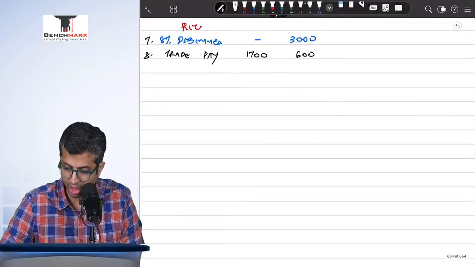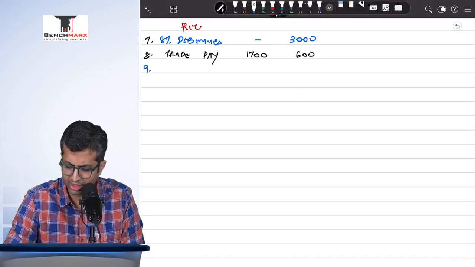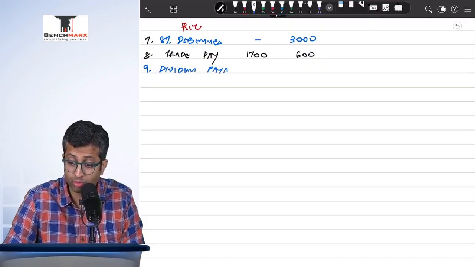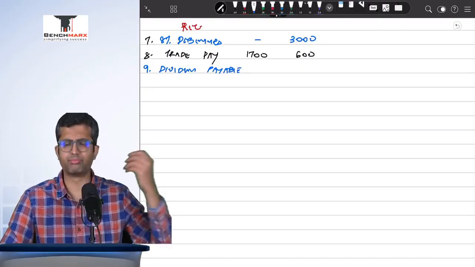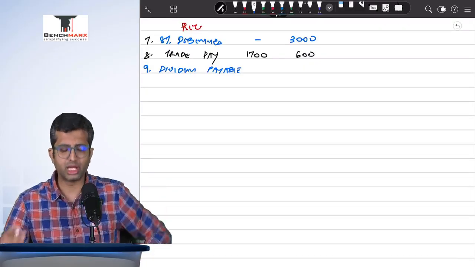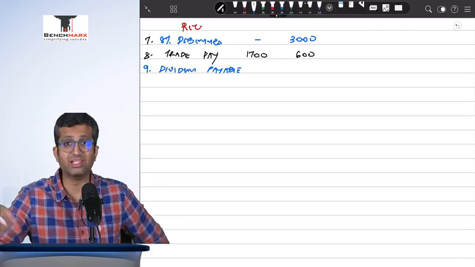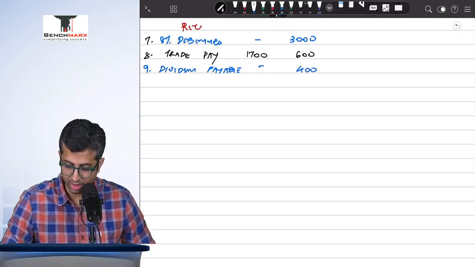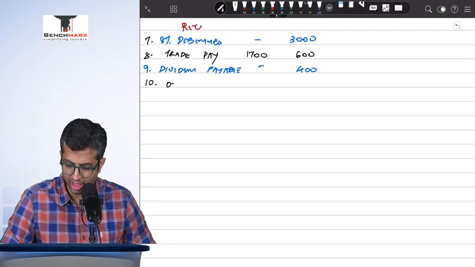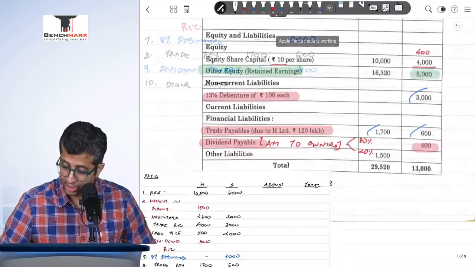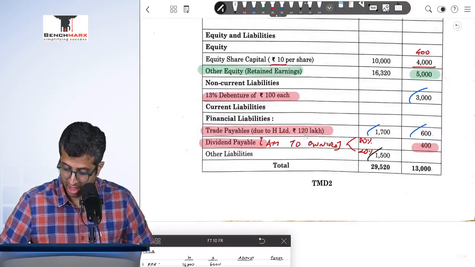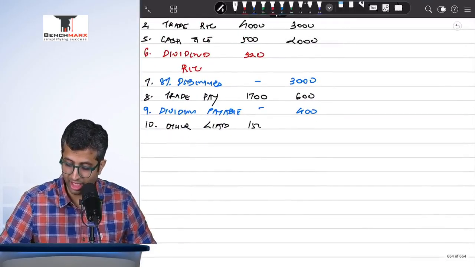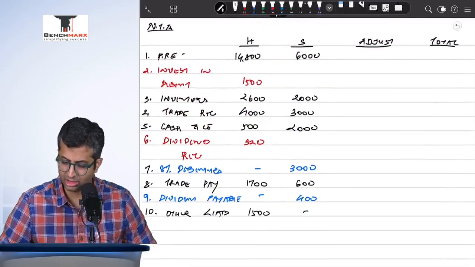Then you look at dividend payable. We'll see what is to be done over here. There can be alternative presentation formats, but let's say dividend payable. This is payable to whom? Well, to the shareholders of the parent. That is, it is payable to the parent, and then it is payable to NCI. This is 400. And then lastly, you'll have other liabilities. Let us say there are other liabilities, and that's about it.